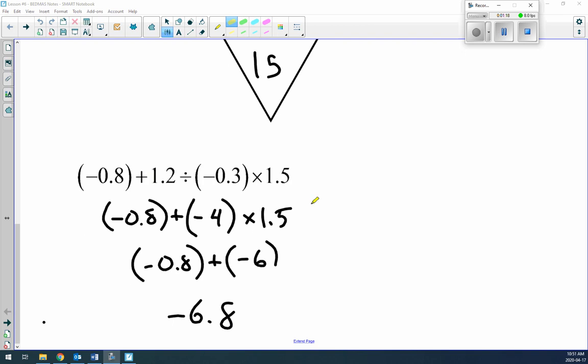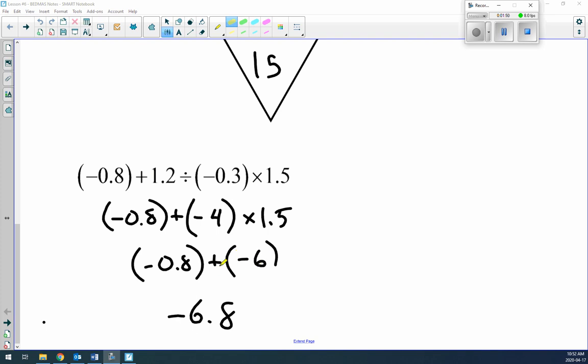Okay? Next one here. And you can see it forms a triangle. We have an addition, we have a division, we have a multiplication. So what do we do first? According to BEDMAS, we do the division. Okay? So then we end up with negative 0.8 plus positive divided by negative. We end up with negative 4, and then times 1.5. Okay, now we still have an addition and a multiplication. What do we do next? We do the multiplication. So we have negative 0.8, and then we have negative 4 times 1.5, and that's negative 6. So plus negative 6.